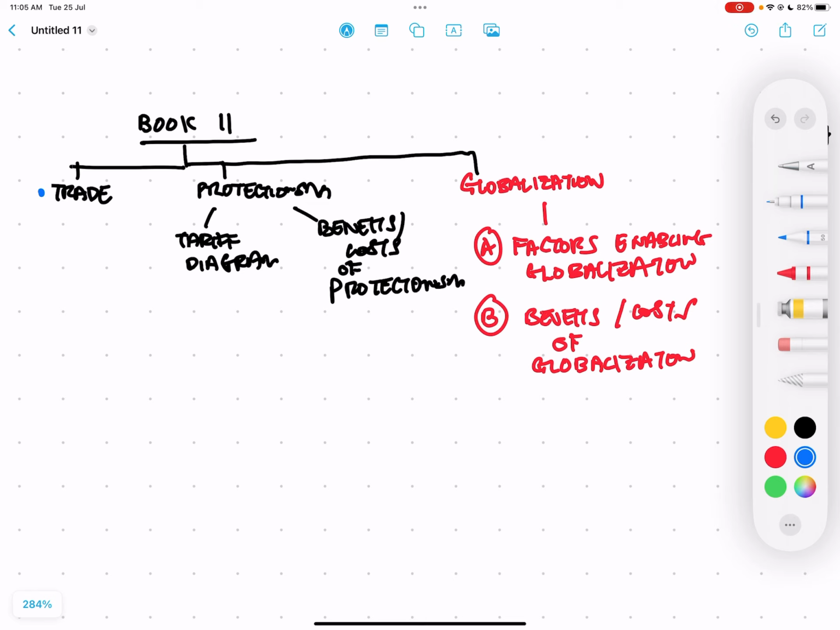Then after that, we moved on into protectionism. For protectionism, we spoke about the tariff diagram, and we also talked about the benefits and costs of protectionism. For example, there are trade laws, but sometimes it's justified because there's infant industry or dumping. So today I want to talk about the last part.